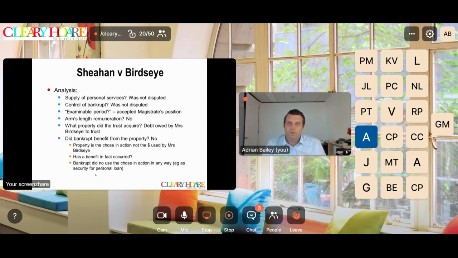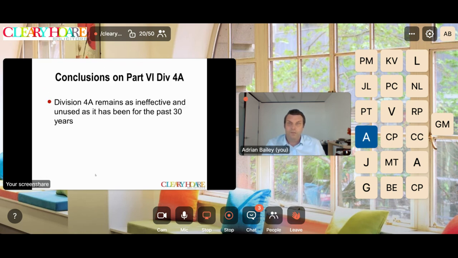So that shows the difficulty that they have in these sorts of scenarios in trying to use those provisions, and also shows really why there's only a handful of cases that have been litigated in terms of those provisions.